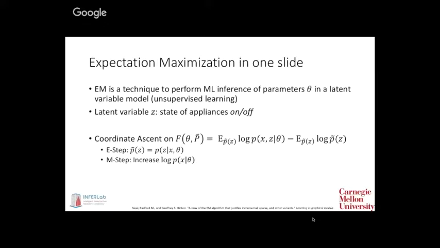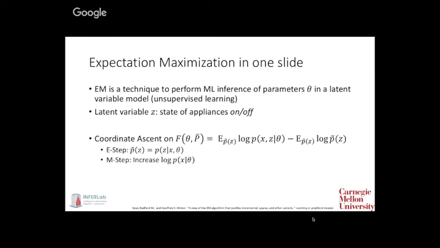So this is basically expectation maximization in one slide. EM is a technique to perform maximum likelihood inference on parameters theta in a latent variable model. And it's unsupervised because we only assume to have observations. And the latent variable in this case is Z. And it's a binary vector that tells us whether or not appliances are on or off. So Z is a vector.